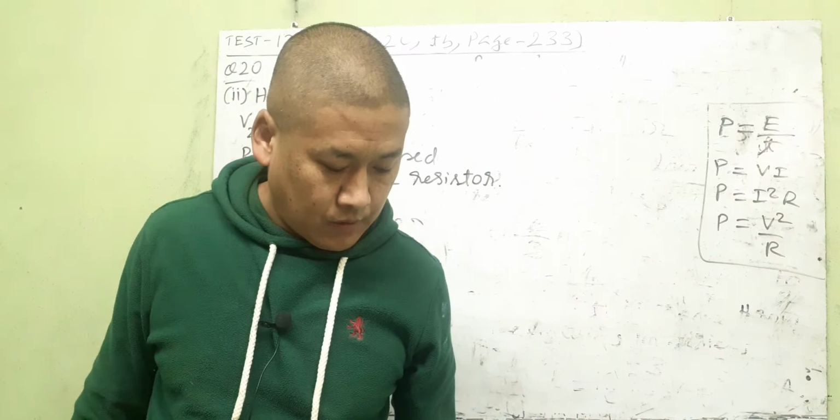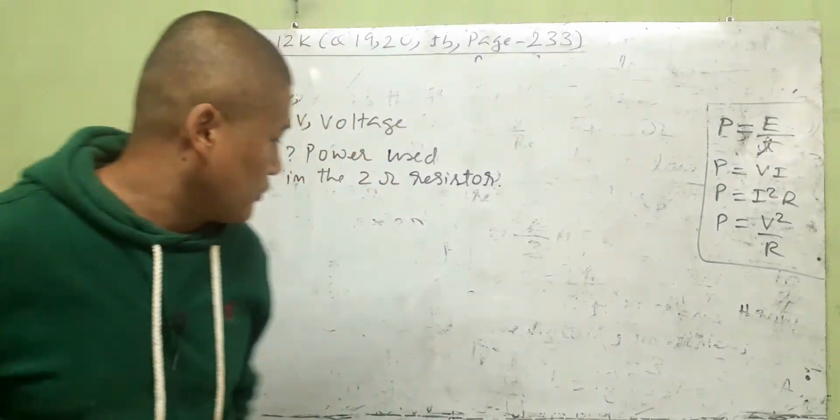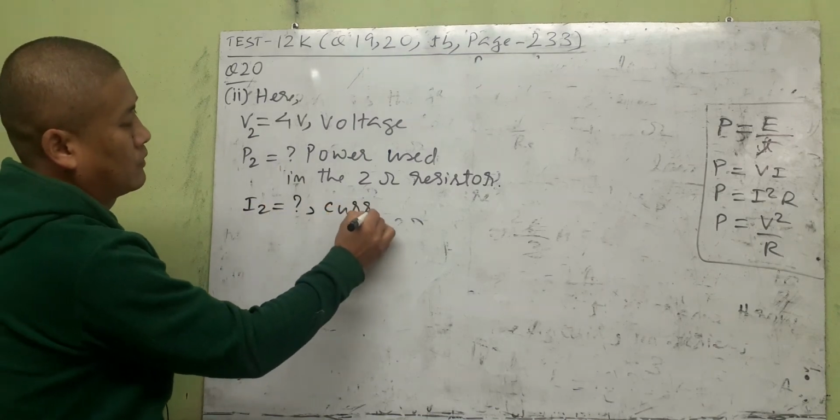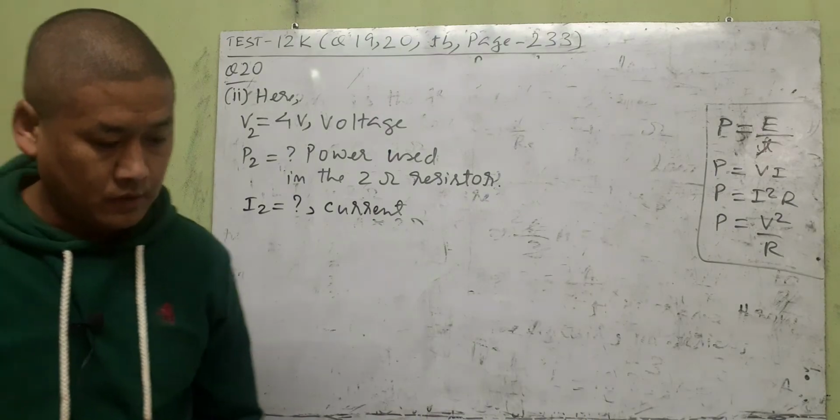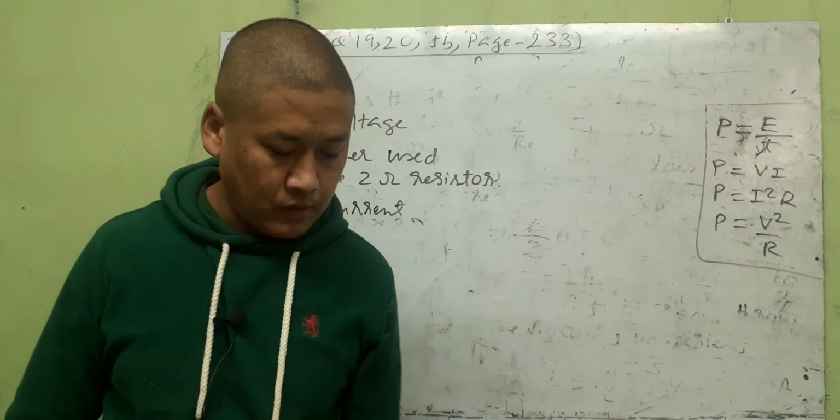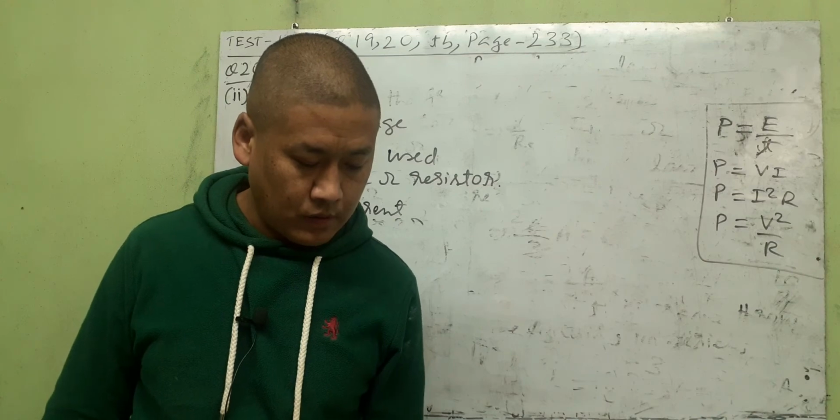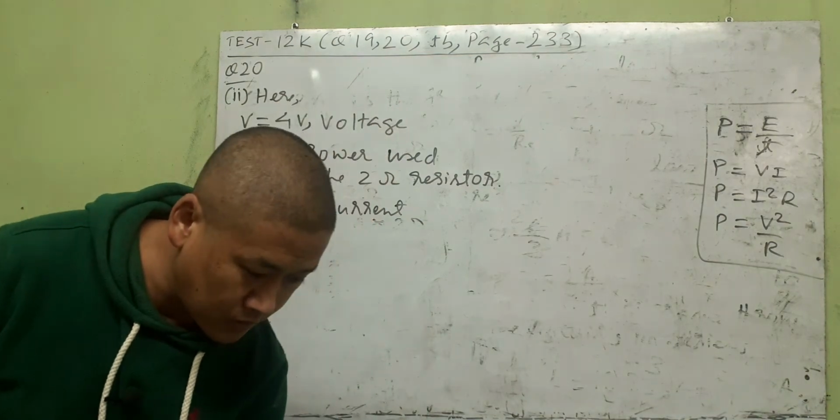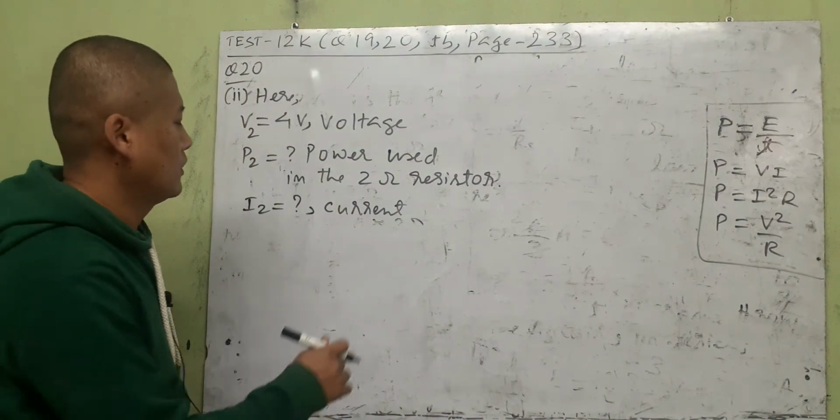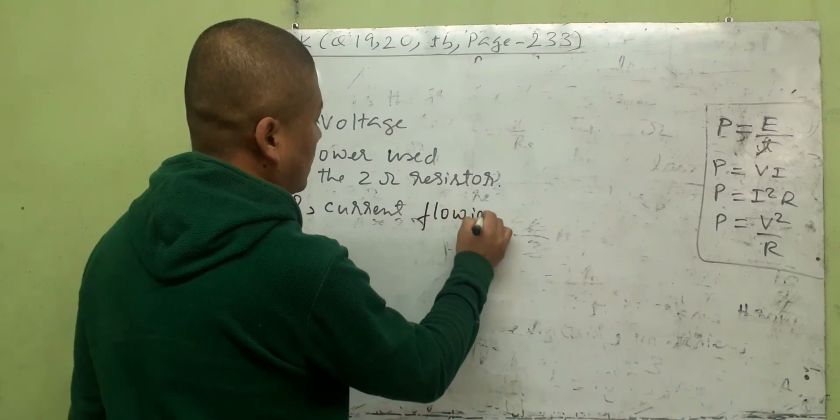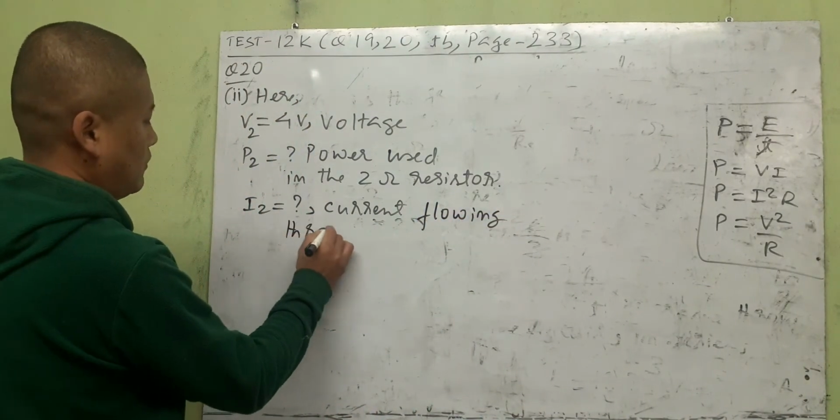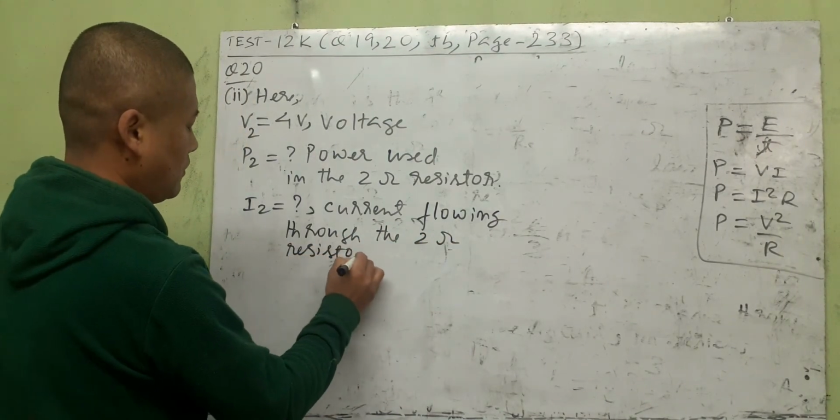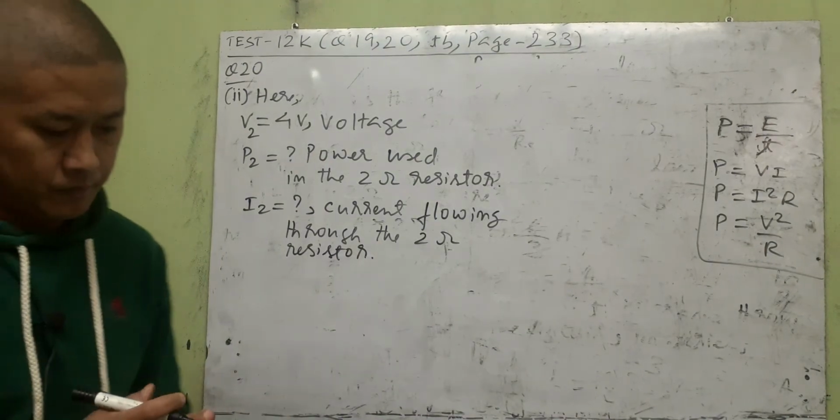Now, this is the one. Let us just put it here. I2, in this case, is the current flowing. Now, let the 12 ohm and R be in parallel. Let I2 be the current flowing through the 2 ohm resistor. Okay, I2 is the current flowing through the 2 ohm resistor.